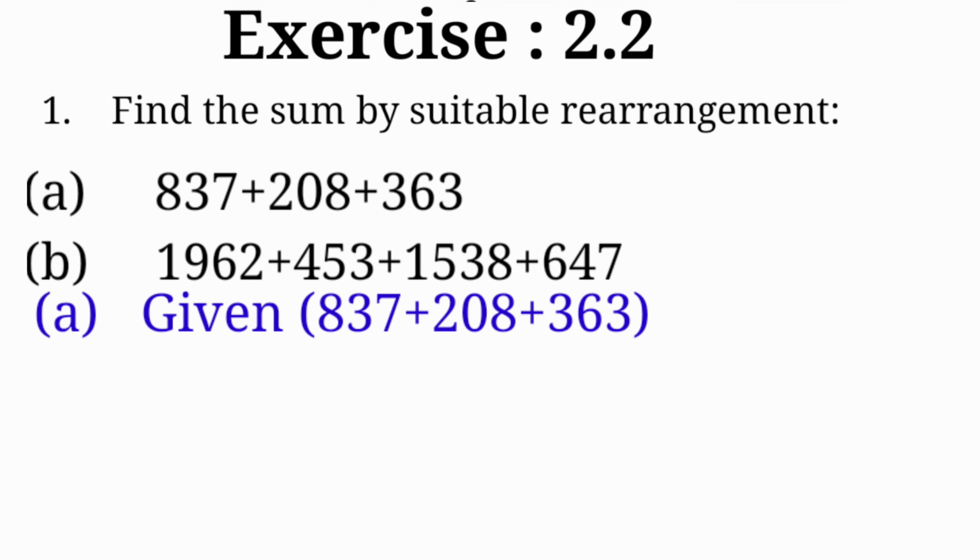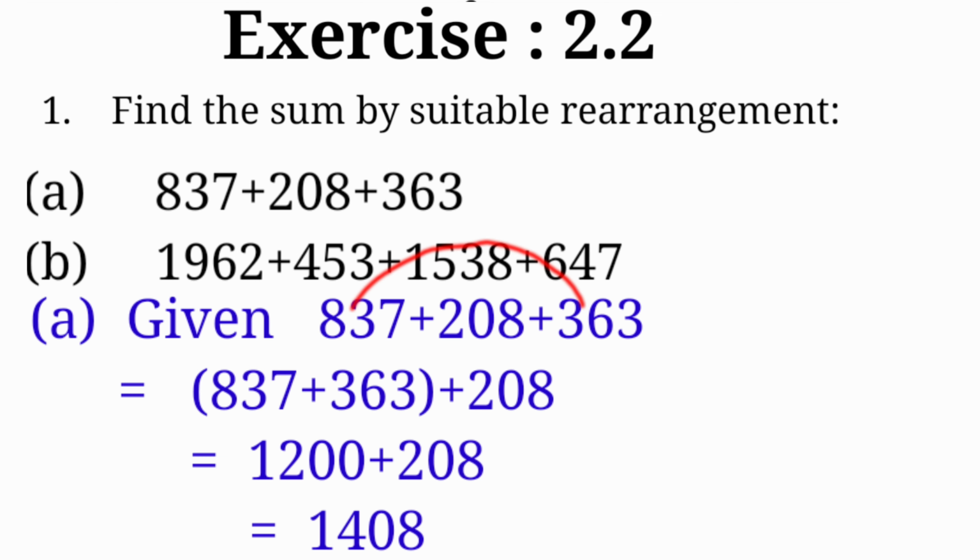See students, A part: 837 plus 208 plus 363. If I pair up 837 plus 208, at the one's place we have 7 plus 8, that is 15. So at the one's place we are not getting 0. Let's pair up 837 plus 363. At the one's place 7 plus 3 is 10. Yes, so I'm going to pair 837 plus 363 in the bracket, and plus 208.